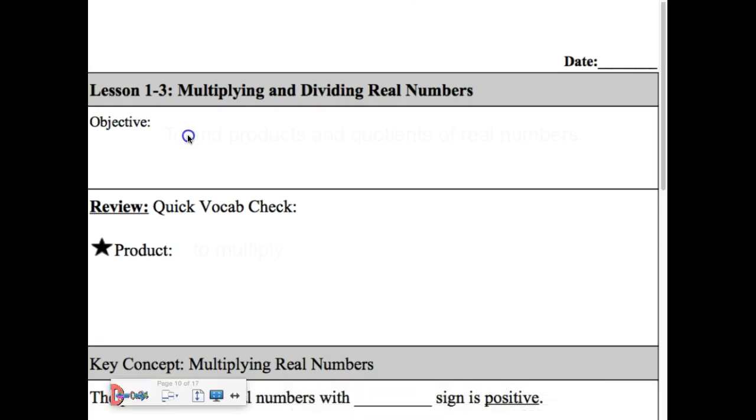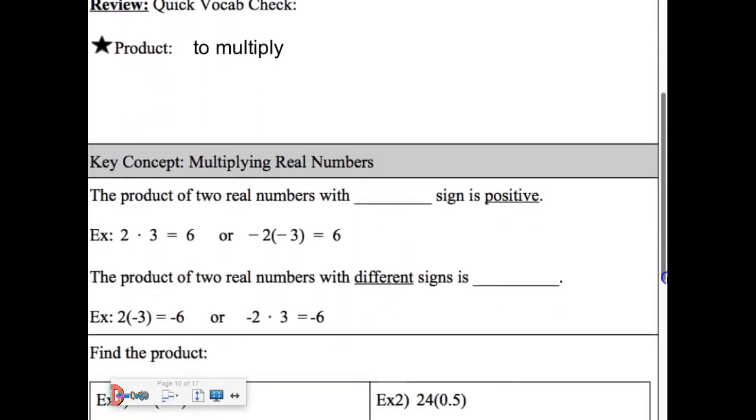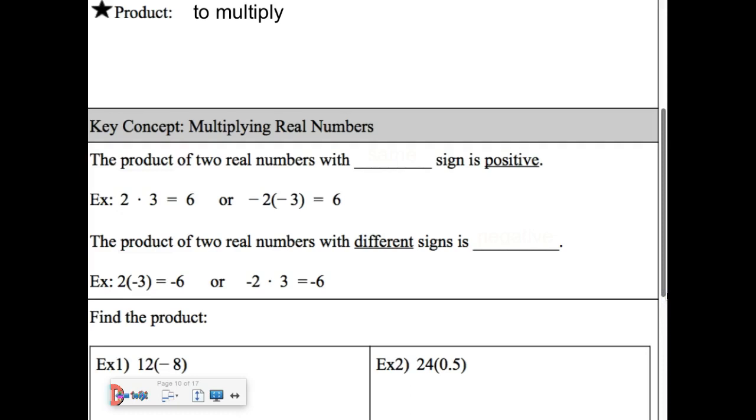All right, to start with, as always, please fill out our objective. Today we are going to find products and quotients of real numbers. Now, a quick vocab review. The word product, our main focus today, means to multiply. So today we are going to be finding the products of numbers, meaning we are going to multiply numbers. Today would be a very good day to have a calculator on hand and also your multiplication table.